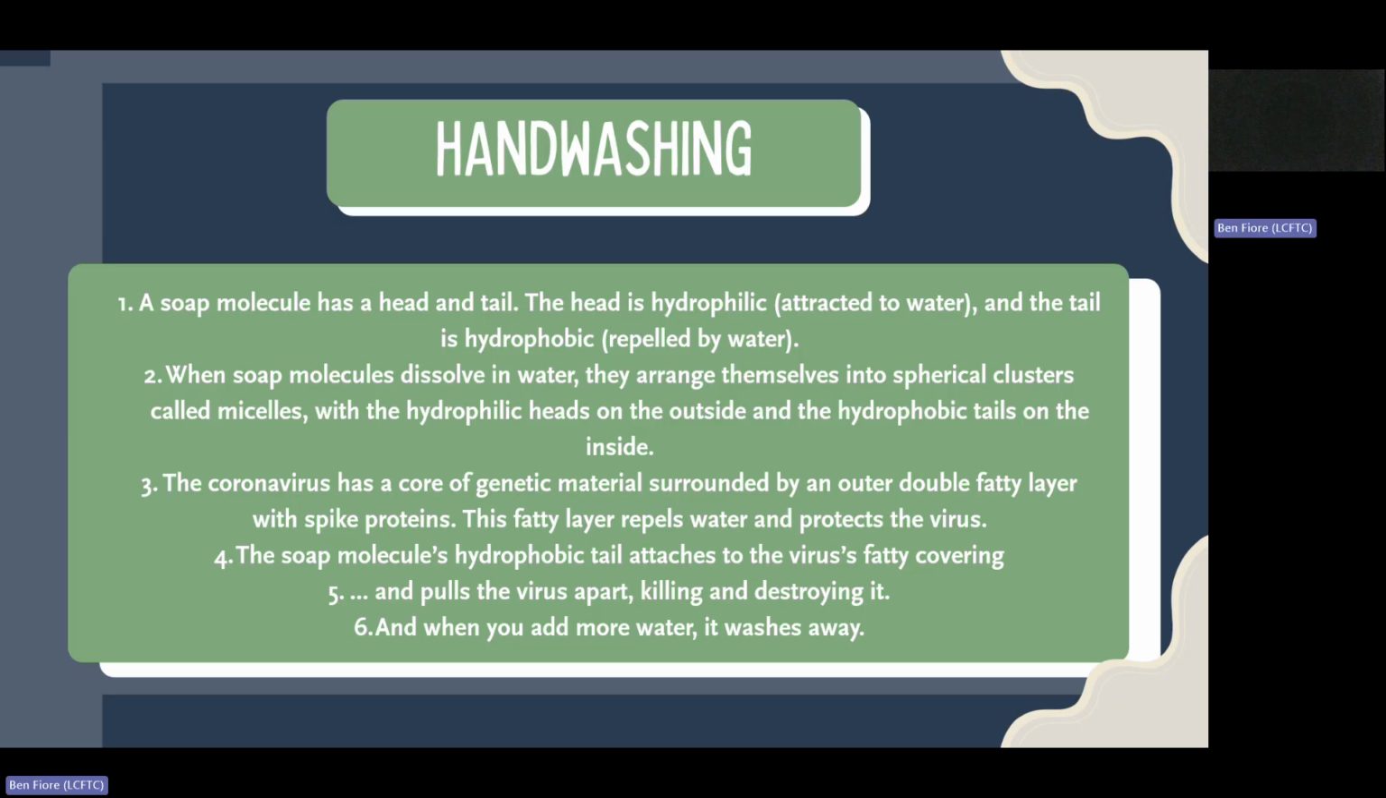So coronavirus, for example, has that core of genetic material like we talked about. And then outside it has what we call a phospholipid bilayer covered in spike proteins. So that fatty layer repels water and protects the virus long enough that it can get into our system and infect our cells, like we talked about with how viruses replicate.